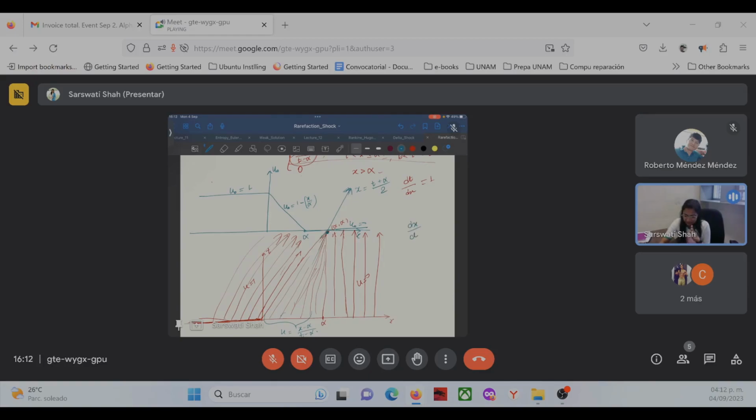And dx over dt is u naught of x, and dx over dt is x minus alpha over t minus alpha. Would you please solve this? Then you are going to get the line. Basically the slope of this line is going to be dx over dt equals x minus alpha over t minus alpha. Isn't it?